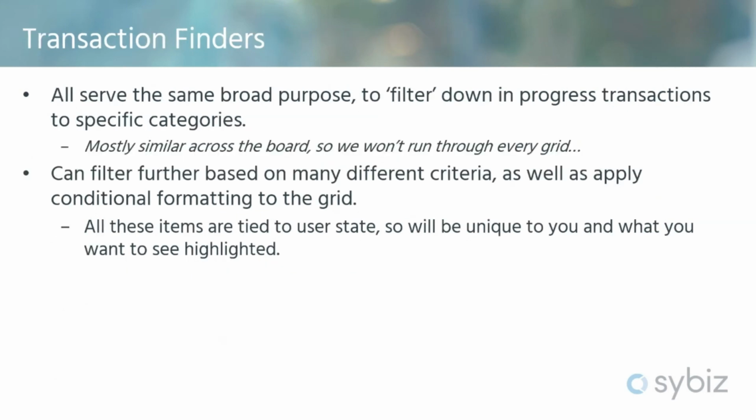So we'll kick off with, I'll say the easier one first, the transaction finders. Generally speaking, they're all going to serve the same broad purpose. It's going to be filtering down in-progress transactions to a specific set of categories. So that example from before, delivered, not invoiced sales orders, again, exactly what it says on the tin. The main things that we want to be looking at is going to be filtering, conditional formatting, grouping.